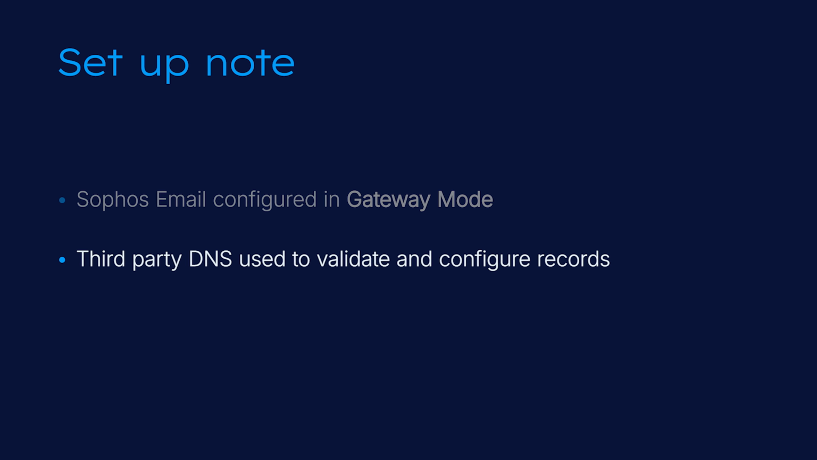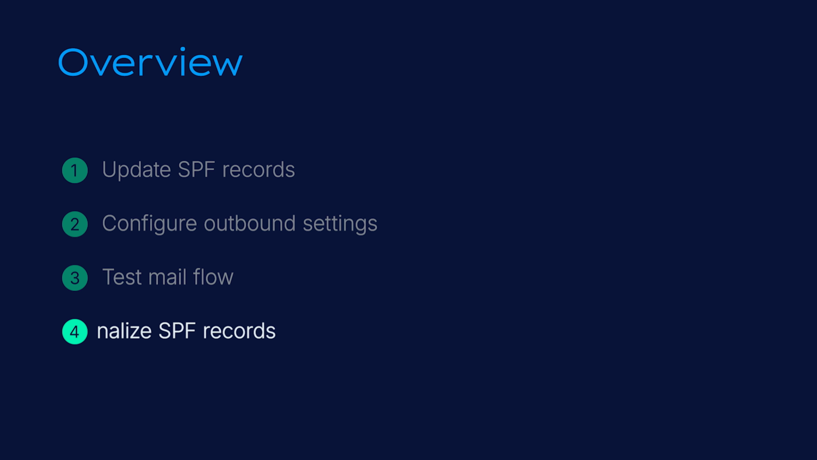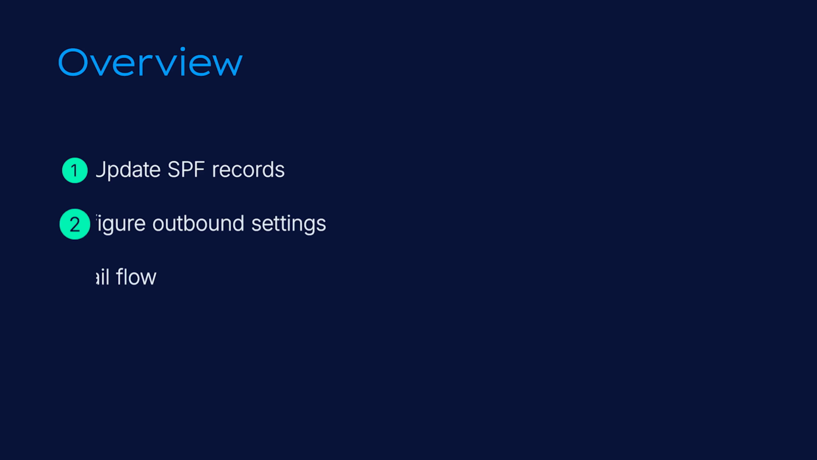As a note before we start, Sophos Email has been configured in gateway mode. In addition, I'll use a third-party DNS to validate and configure any required records. I'll first show how to update your SPF records to prevent mail flow disruptions while transitioning to Sophos. Next, I'll show you how to configure your outbound routing settings. Then, I'll test the mail flow. And lastly, I'll finalize the SPF records in the DNS provider.